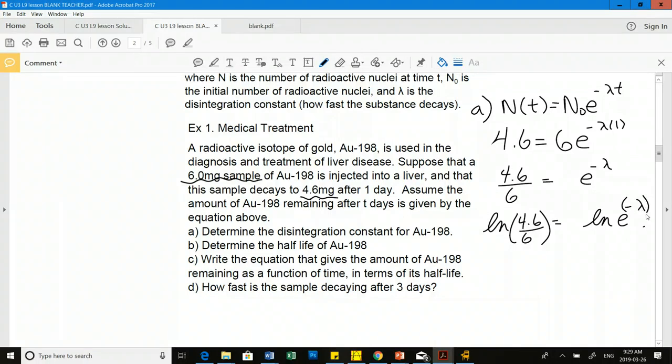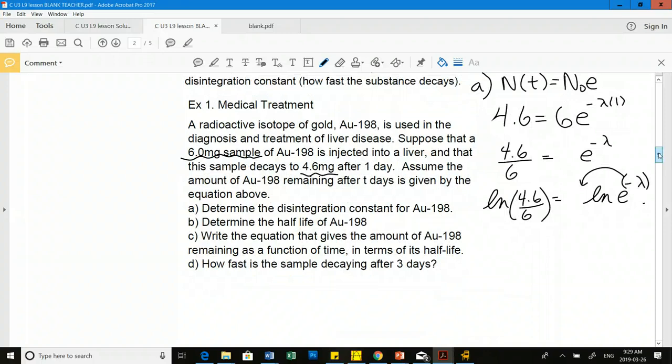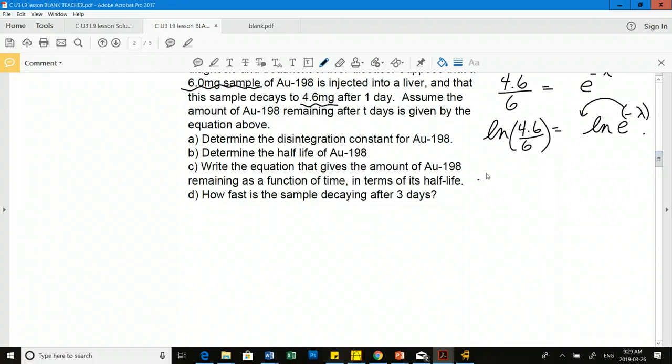So I'm going to take this and use the power rule and bring that down in front. We know when we have any log or ln, the exponent can be brought down in front as a multiple. And then this ln of e right here, we know that that is equal to 1. So we actually just have negative lambda on one side already isolated. So I'm just going to take that negative and bring it to the other side.